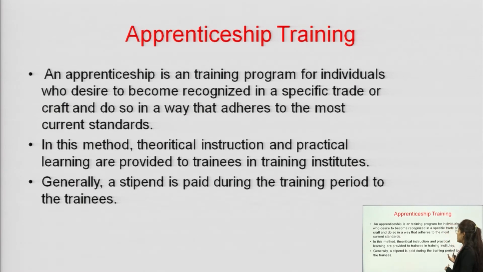In this method, theoretical instruction and practical learning are provided to the trainees in training institutes. Yes, that's why we call it off the job training, because here they will not learn things at their actual workplace. They are sent to a different institute where they learn those vocational training related elements or instructions, and they get theoretical as well as practical knowledge related to that.